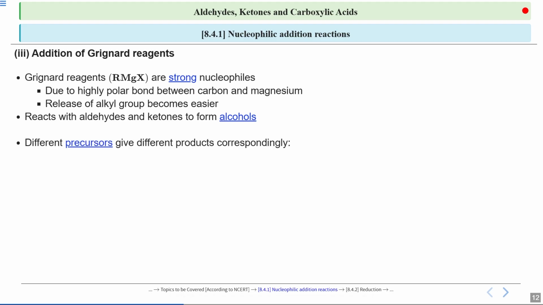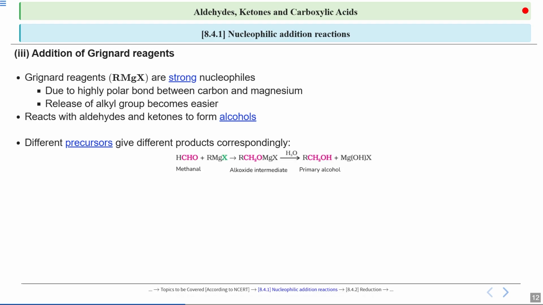So different Grignard reagents and carbonyl compounds lead to different alcohols. For example, if you treat a Grignard reagent with formaldehyde, it will yield a primary alcohol, while if you react it with other aldehydes other than formaldehyde, or with ketones, it will yield secondary or tertiary alcohols. One by one we will look at it.